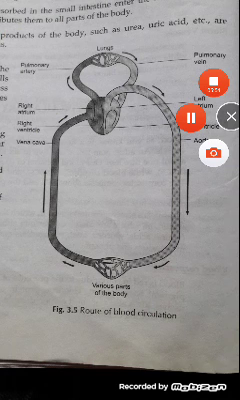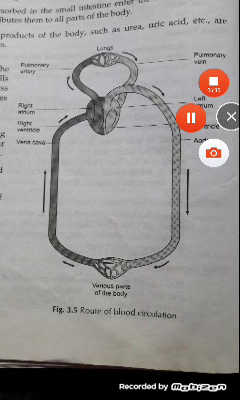Veins, on the other hand, bring back blood from the tissues and organs to the heart. That means arteries are carrying oxygenated blood, that is pure blood. Veins are carrying deoxygenated blood, that is impure blood. So the blood in veins flows under less pressure than that in arteries, because through arteries we are sending the blood throughout the body, and through veins the blood is only coming back.